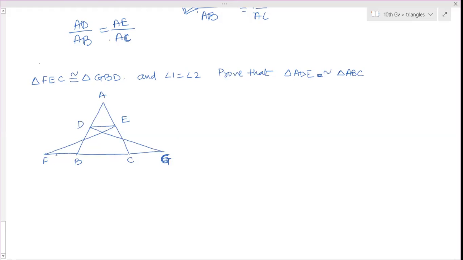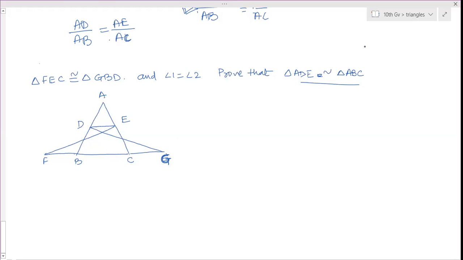So in this figure, they have given FEC and GDB. These two triangles are similar, congruent triangles. By using the congruency, we have to prove triangles ADE and ABC similar. Similarity we have to prove in this.